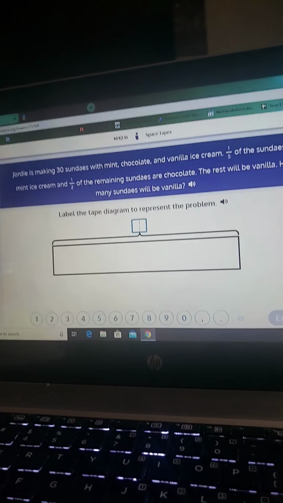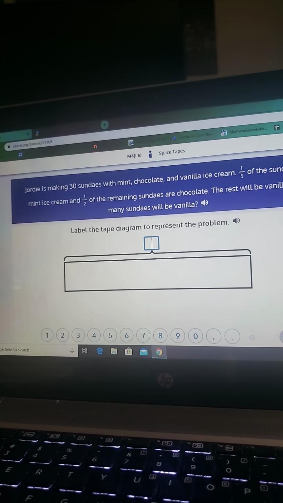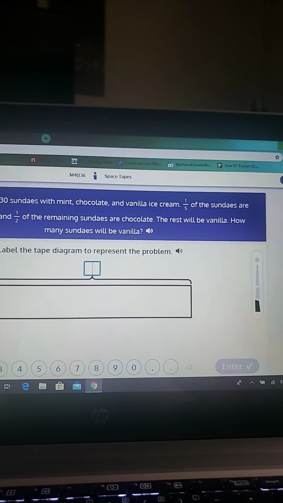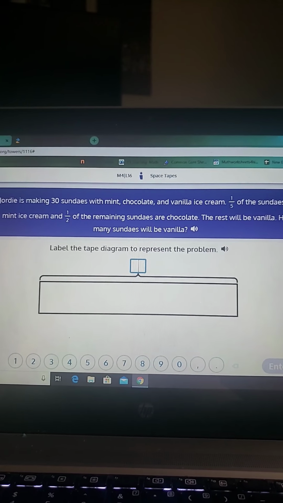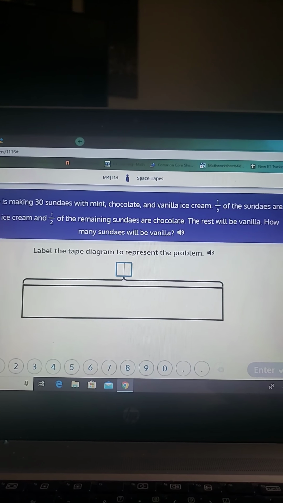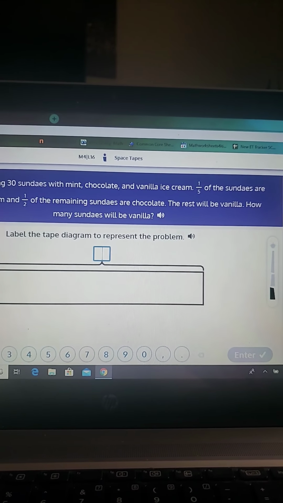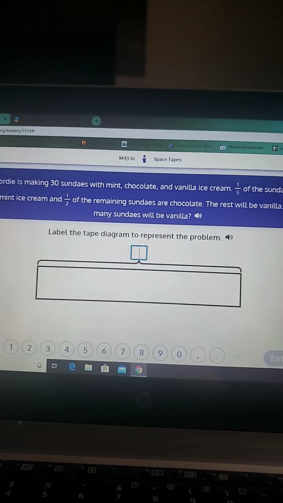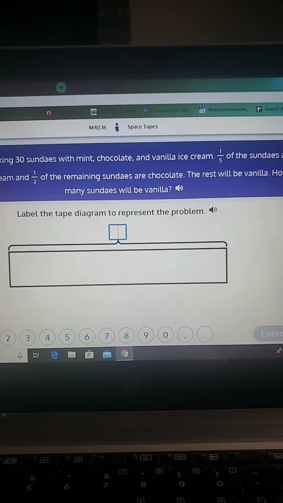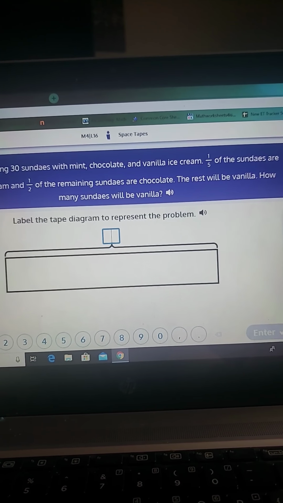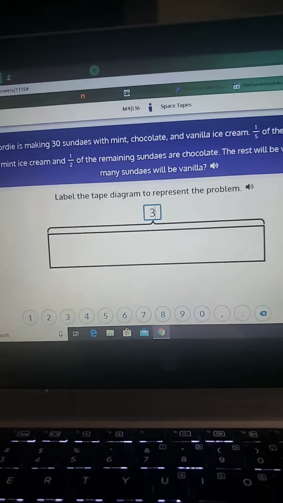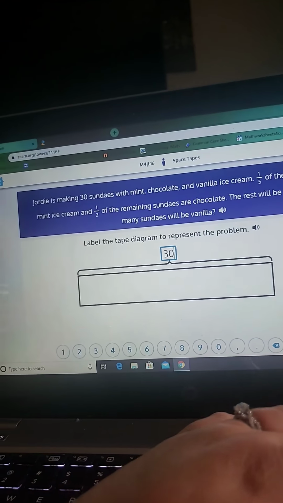The next problem is Jordy is making 30 sundaes with mint, chocolate, and vanilla ice cream. 1/5 of the sundaes are mint, and 1/2 of the remaining sundaes are chocolate. The rest will be vanilla. How many sundaes will be vanilla? So first we need to represent the tape diagram that shows the problem. Again, your whole number is going to go on top. So my whole number in this problem happens to be 30.